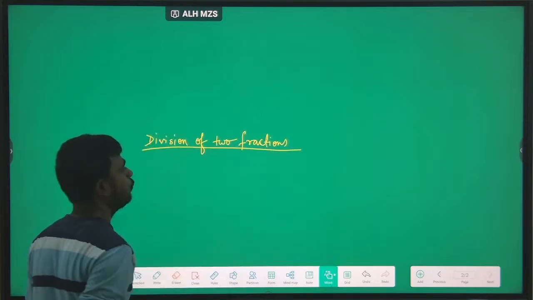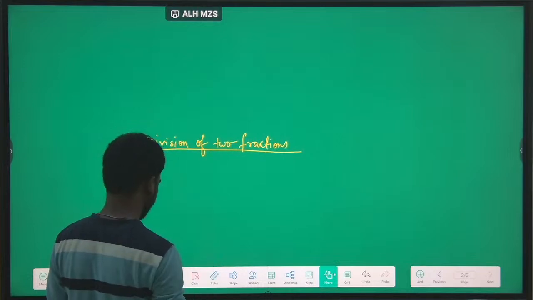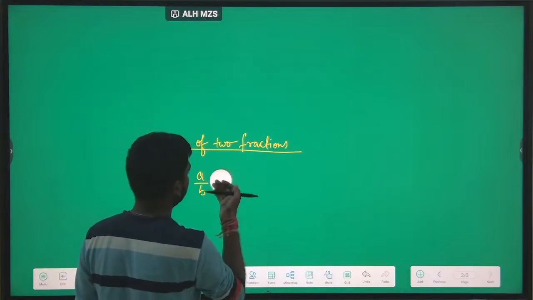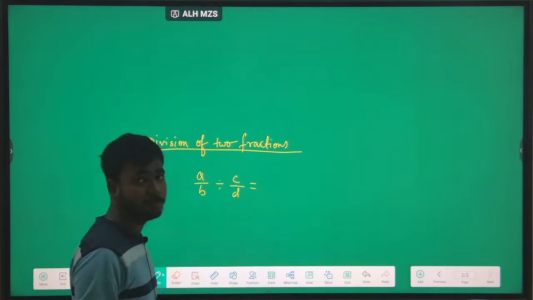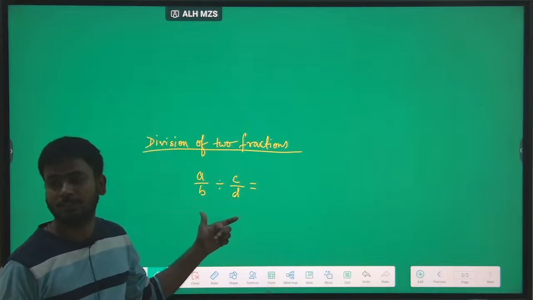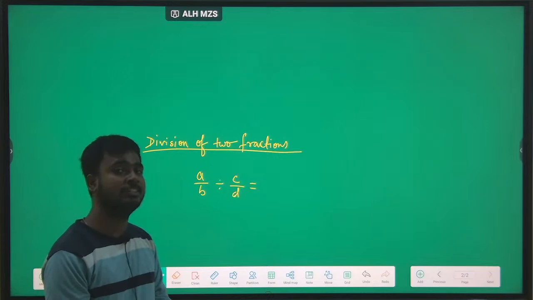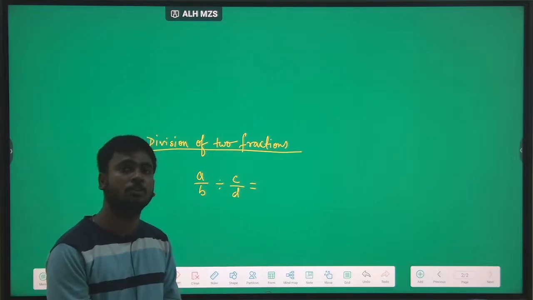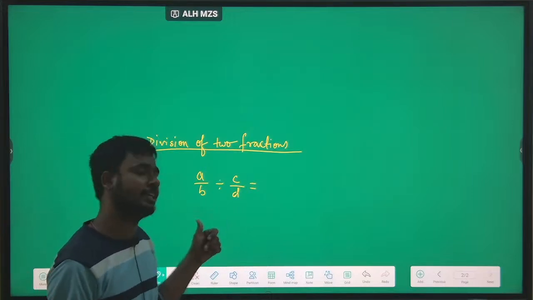So for division of two fractions, let us suppose our first fraction is a by b and our second fraction is c by d. We have two fractions, a by b and c by d, and we are dividing both of them. So what will be the value of this? To get the value of this, we will use one concept. We know that multiplication is the reciprocal of division, or division is the reciprocal of multiplication. We will use this trick here.